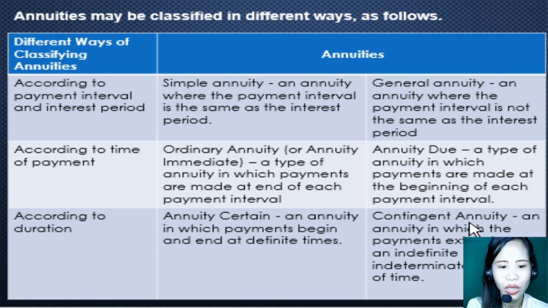Contingent annuity, on the other hand, is an annuity in which the payments extend over an indefinite or indeterminate length of time. Say for example, you promise to pay after 1 year. However, you decided to extend your payments because of insufficient money. So you can extend your payments, and this is what we call contingent annuity.